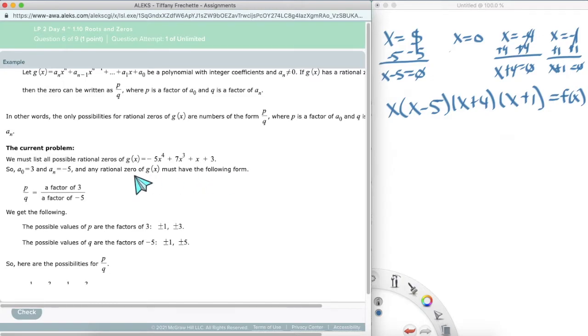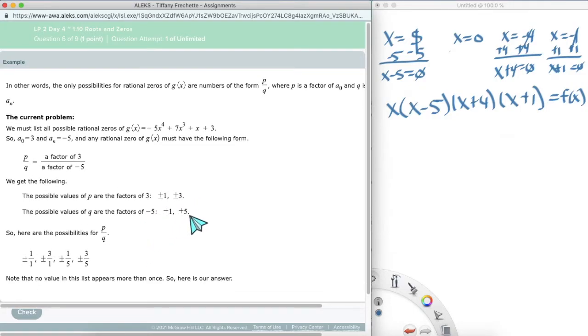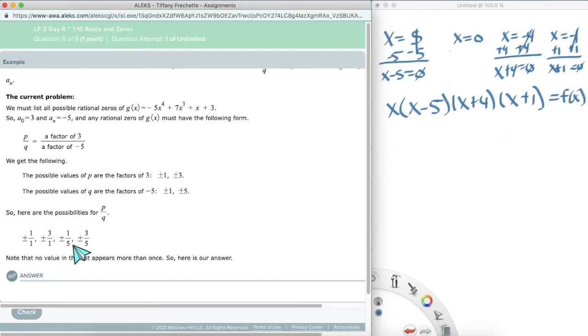It must be p divided by q. So it's 3 divided by negative 5, and it's a factor of 3 and a factor of 5. So then we look, okay, well, the factors of 3 are 1 and 3. The factors of negative 5 are 1 and 5. And then we go through and we create all the possibilities for these factors. And that's what we're listing.